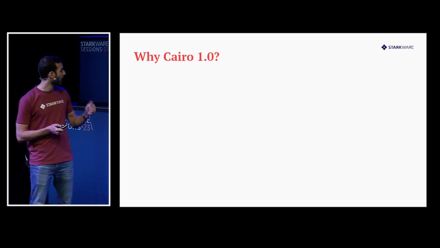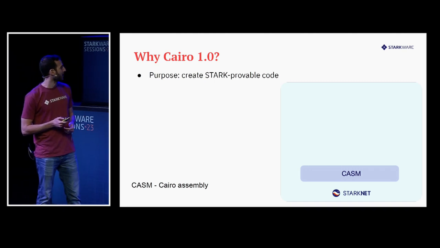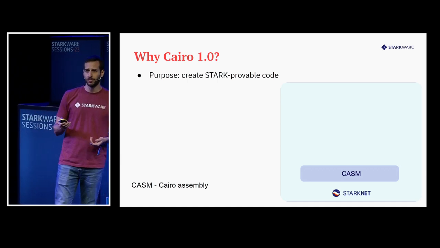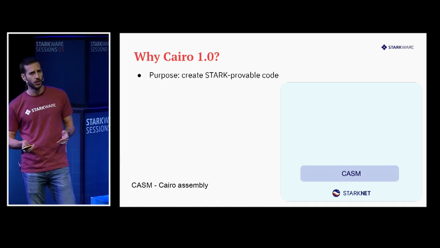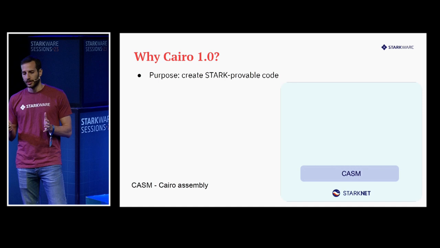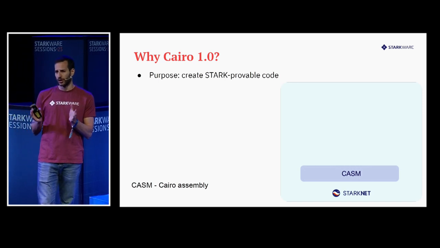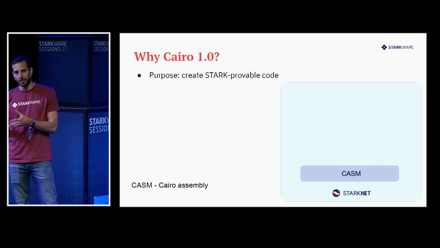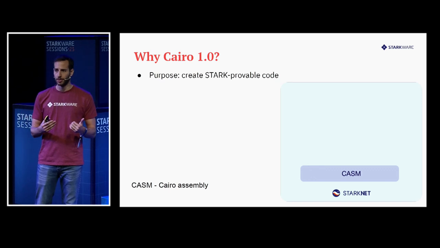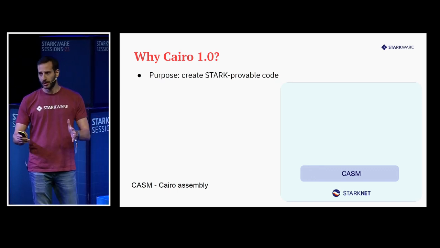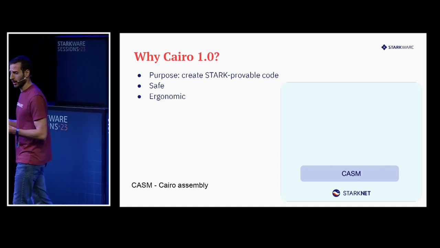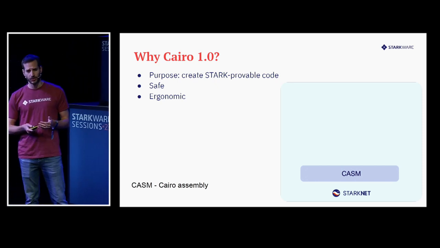Okay, so why Cairo 1, sorry. So we have our purpose. The purpose is to create Stark-provable code. And for this, we already have Casm. So if you know Cairo 0, Cairo 0 is built on top of Casm. Casm is Cairo assembly. So this is the set of instructions that are directly translatable to bytecode. And programs that are written in Casm can be proven. So we start with this, and we build on top of this, and we want to add two important features to create Cairo 1. So one is safety, and the second is ergonomics.